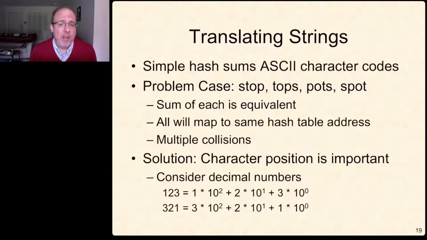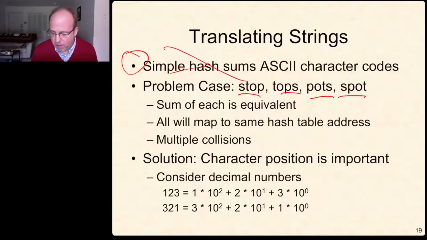For translating strings, this is going to be very reminiscent of the searching algorithm we talked about before the midterm. A simple hash function on strings just sums all of the ASCII character codes. And as we saw when we were comparing strings and trying to compute fingerprints over strings, that is a real problem if all we have is the same characters in different order. So stop, top, pots, tops, and spot are all the same characters in different permutations. If our function just adds the values together, they're all going to be exactly the same value. So that's a bad choice.